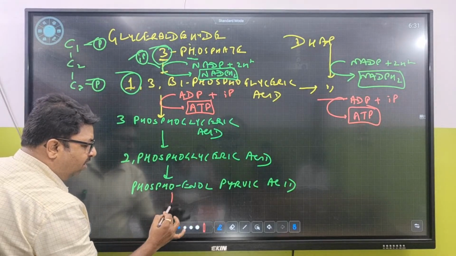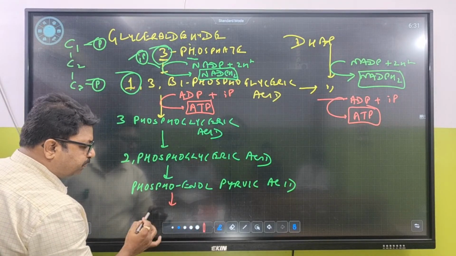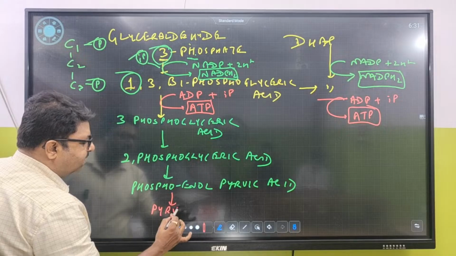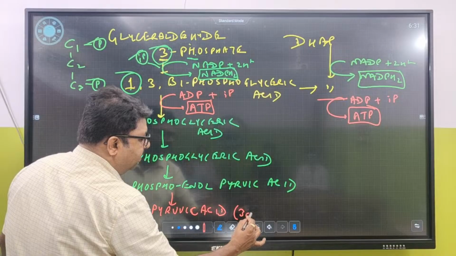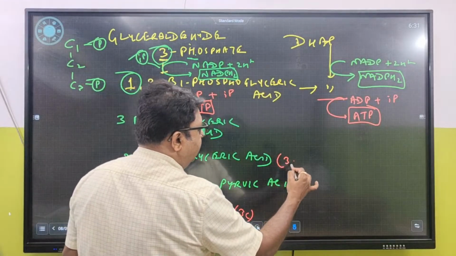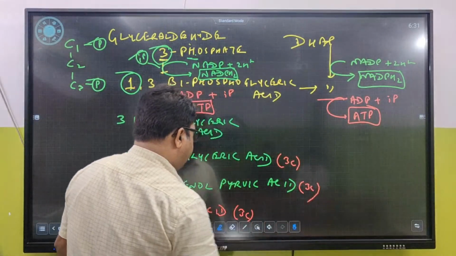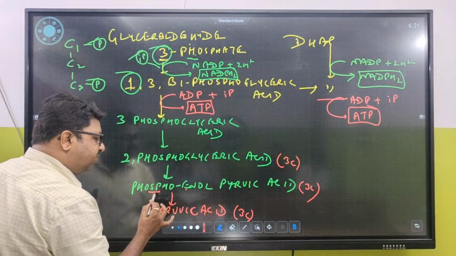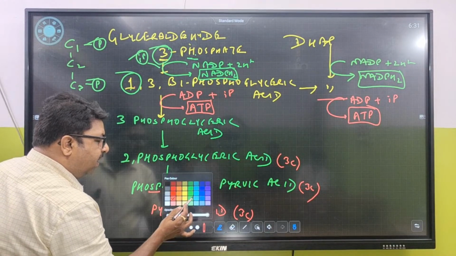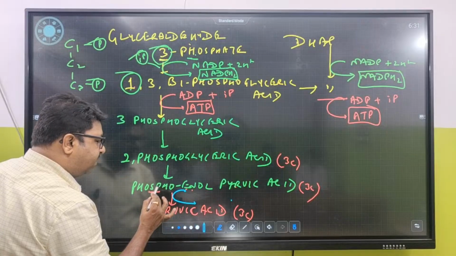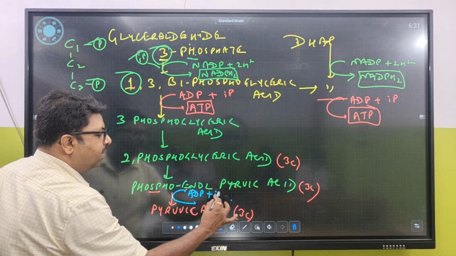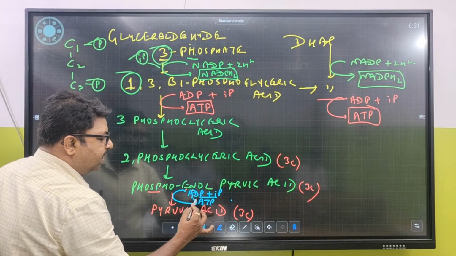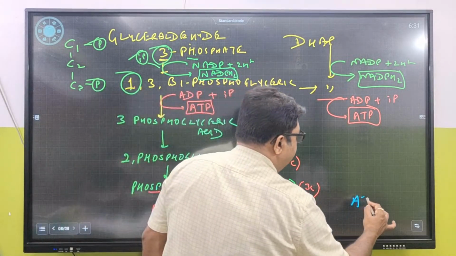Phosphoenol pyruvic acid forms the last step, pyruvic acid. How many carbons? 3 carbon. So all of them are 3 carbon compounds. But from phosphoenol pyruvic acid, the phosphate and enol group goes out. Again, this phosphate binds with ADP plus iP to make what? ATP. Another ATP is formed here too.